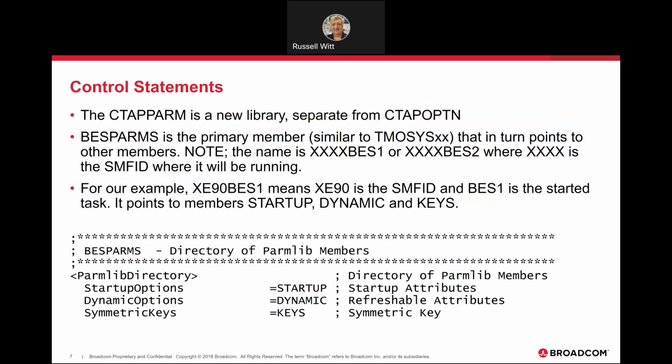So if you are sharing your tape encryption database with 3 LPARs, and I'll just call it SYS A, B, and C, you would have a sys A BES1, a sys B BES1, and a sys C BES1. And they can all point to the same startup, dynamic, and keys member so that they have the same startup attributes, refreshable dynamic option attributes, and the same symmetric keys. But they could be different as well.